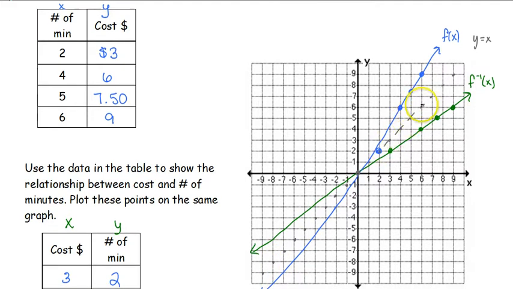And when we connect that line, the original function and the inverse are just reflections over that line. So if I took the blue line and reflected it over y equals x, we end up with the green line. So that's our inverse relation and our inverse graph.